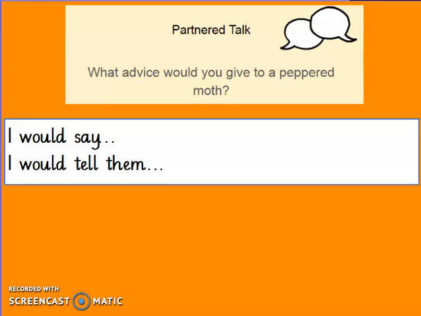Brilliant. So what advice would you give a peppered coloured moth? You could tell them to find the trees that were covered in lichen. Why? Because this would help them camouflage more so they wouldn't get eaten by predators. Remember, the peppered coloured moth got eaten by predators when the world turned darker and they couldn't camouflage themselves as well.